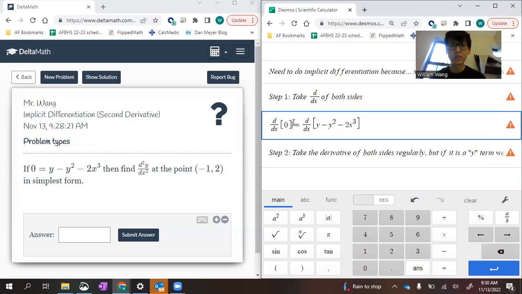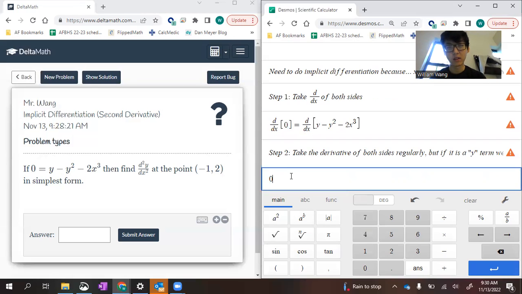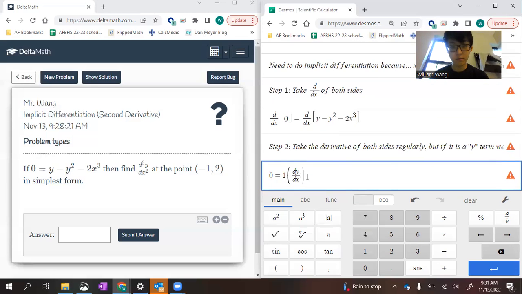So let's do that. What is the derivative of 0 regularly? It is 0, right? And is that a y term? No, so I just leave it. Next one, derivative of y. What's the derivative of y? It would be 1. However, is that a y term? Yes, so I'm going to multiply by dy over dx. Cool. Then minus derivative of y squared is 2y. But it's a y term, so I multiply by dy dx. Finally, minus derivative of 2x cubed, that would be minus 6x squared. Is that a y term? No, so we're good. All right.